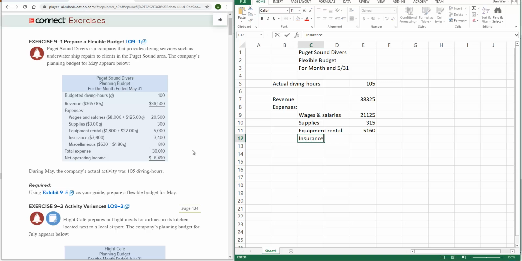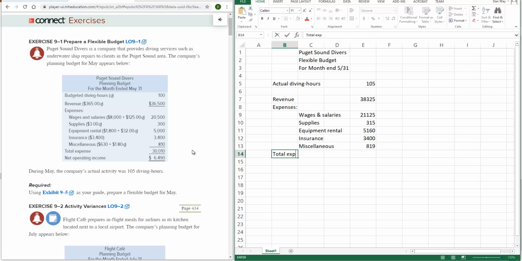Just a couple more here. Insurance is entirely fixed. So remember, with fixed costs, we don't flex them in the flex budget. They're assumed to be constant within our whole relevant range, and we're assuming that our flex budget here is still within that same relevant range. And then finally, our miscellaneous expense, which again is mixed, so $630 regardless of the activity level, plus $1.80 times the 105 actual hours worked.